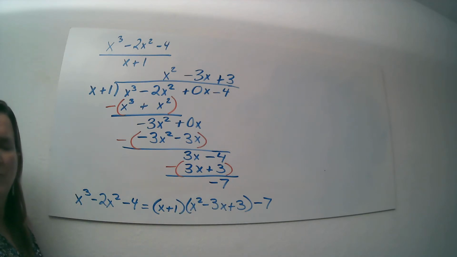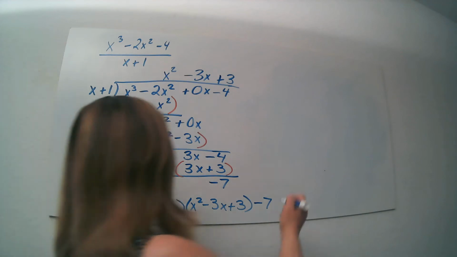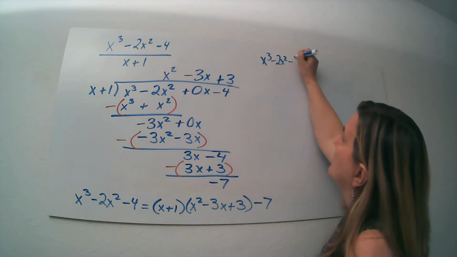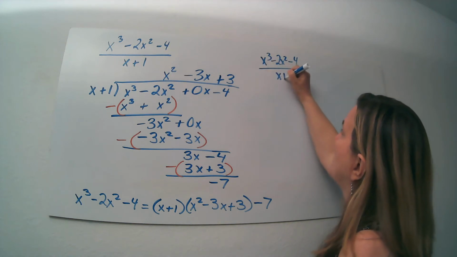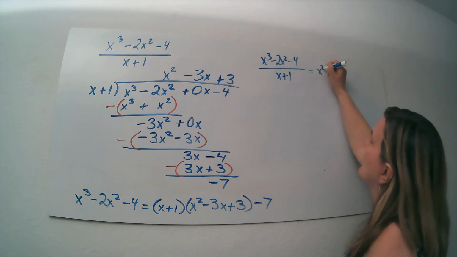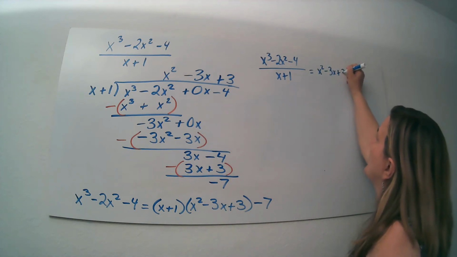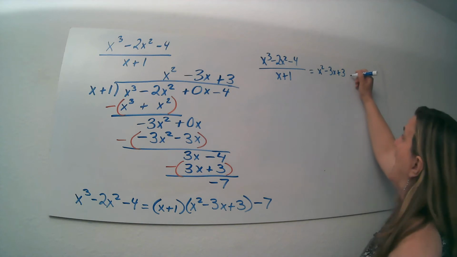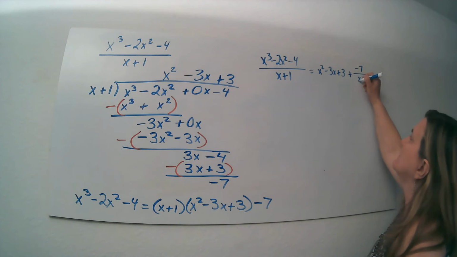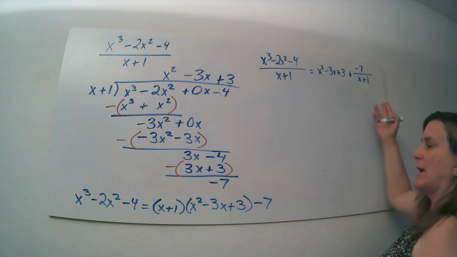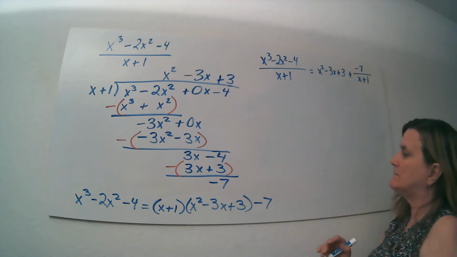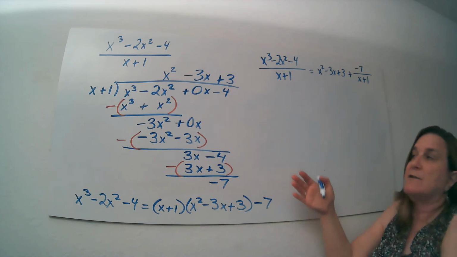Let me just remind you about the other way. We could write it as x cubed minus 2x squared minus 4 over x plus 1 equals this quotient, which is x squared minus 3x plus 3, and add the remainder over the divisor. Right? And we have this as our result. Either way is fine. It just depends on what you're going to use this for.